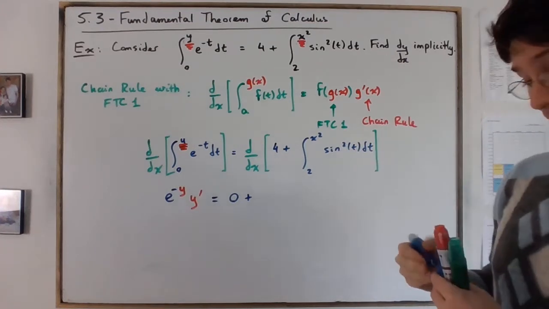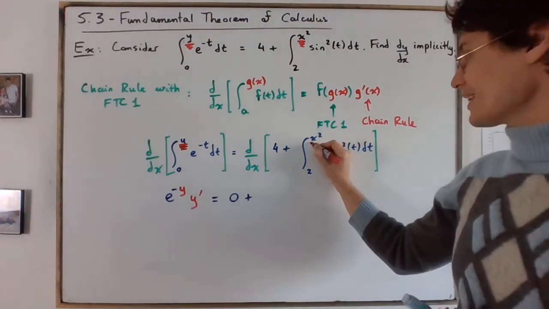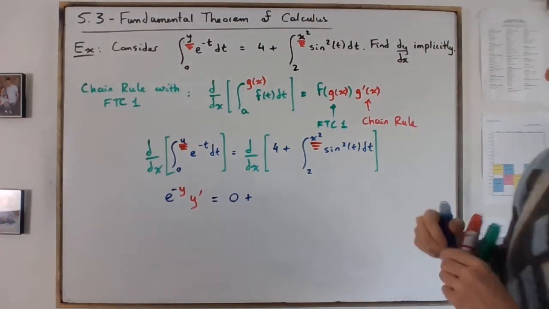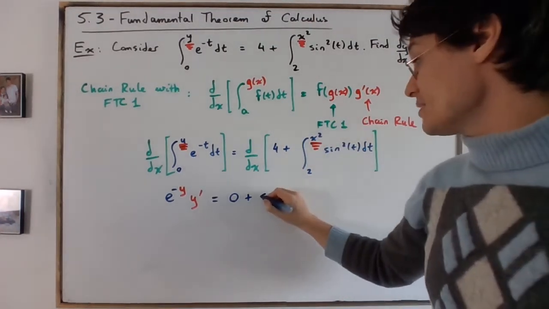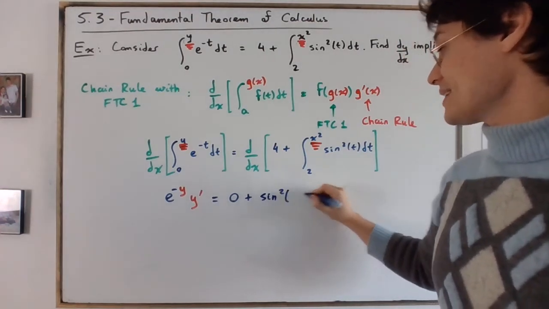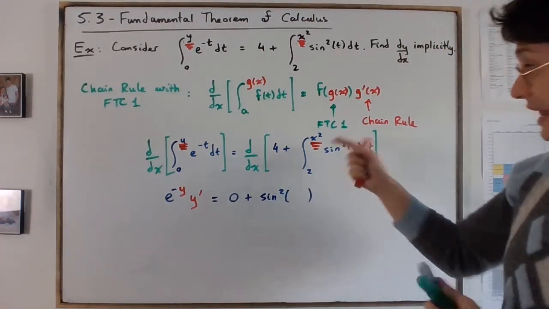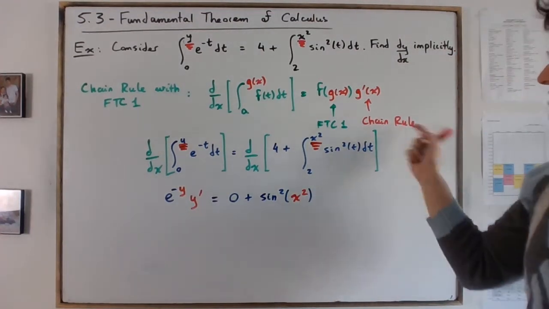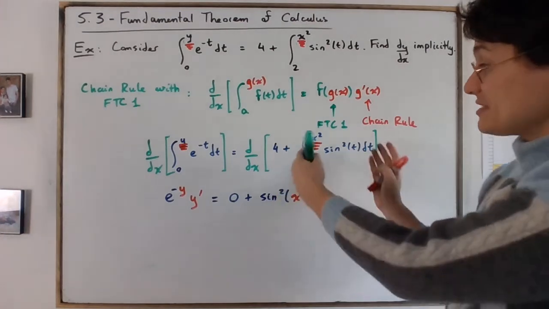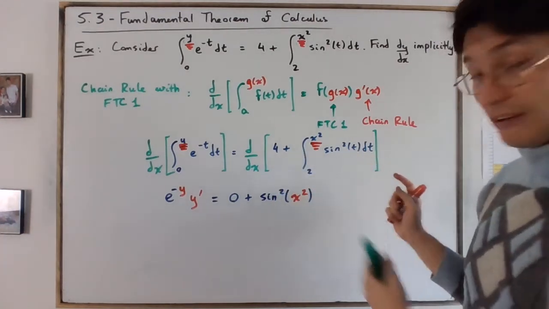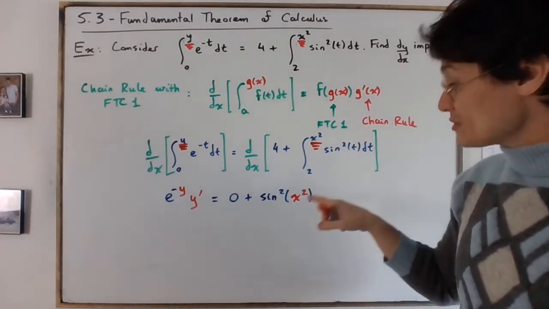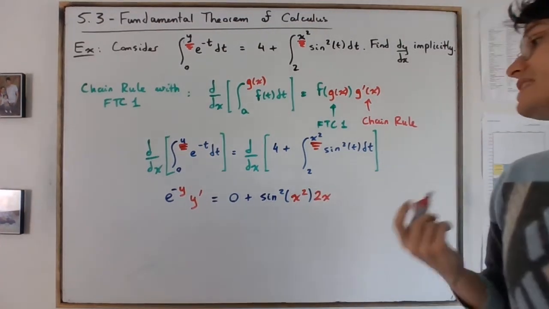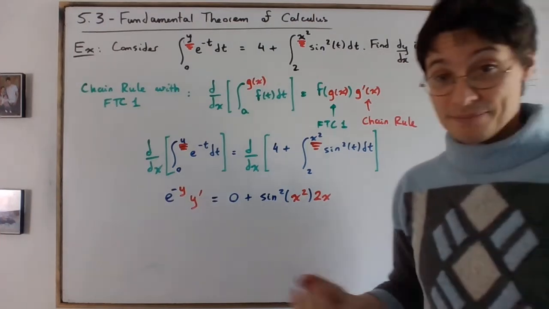But here, you take the derivative of that, and you also have an inside function, which is x squared in this case. So you're going to use the FTC1 and have sine squared. Be careful here to replace the inside function. This is the chain rule part. You do the FTC to take the derivative of the outside function, but keep in mind that you have to replace the inside in, and then multiply by the derivative of the inside, which is simply 2x.